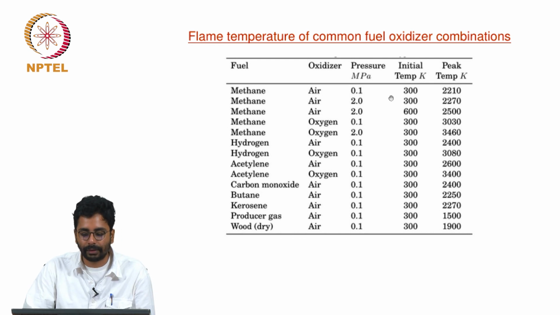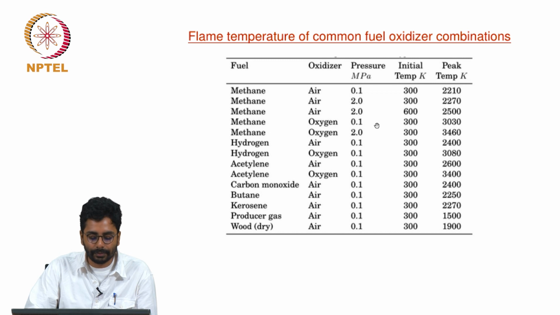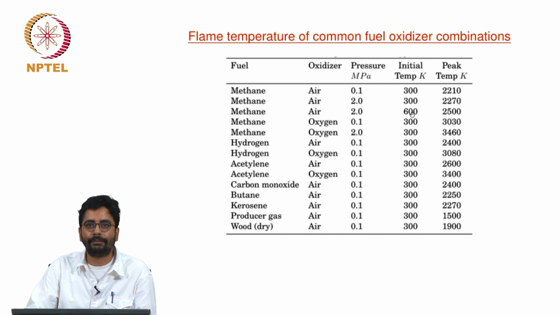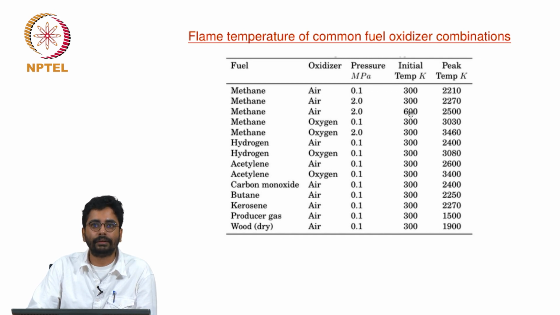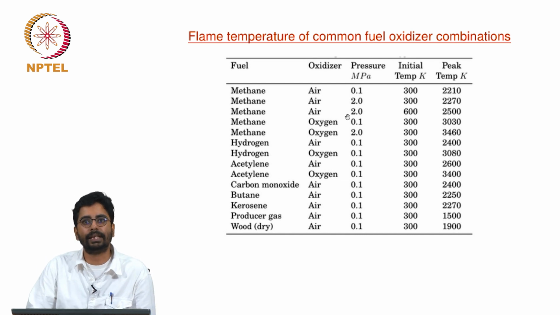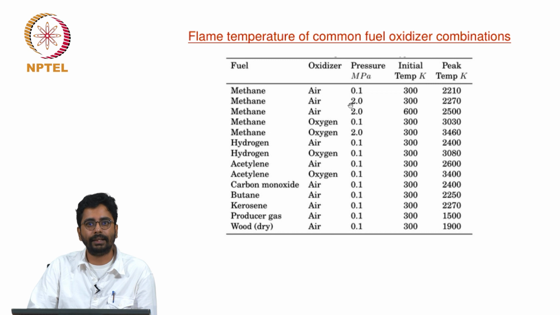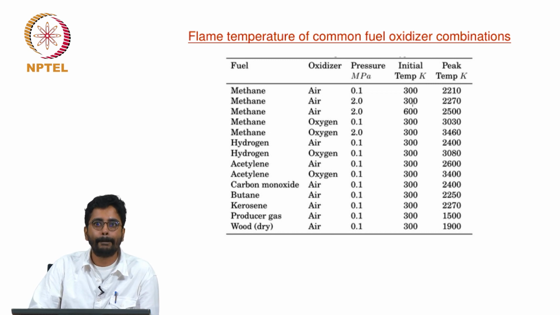Again, more cases here. Two things are shown. One is the effect of initial temperature and also the effect of initial pressure. Okay, I can't see a case where the pressure is 1 bar and the initial temperature is 600. Okay, let's not worry about it. Let's look at these two cases. Methane air, the pressure for both these cases is 20 bar, 2 megapascals. Here the initial temperature is 300, here the initial temperature is 600.